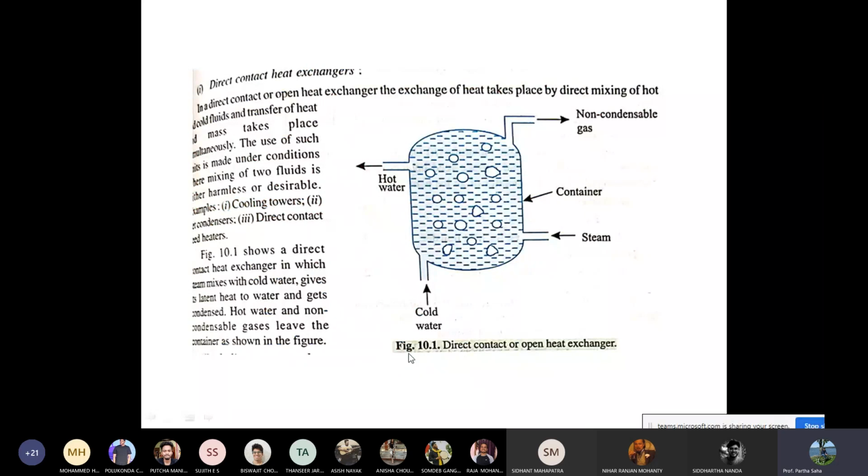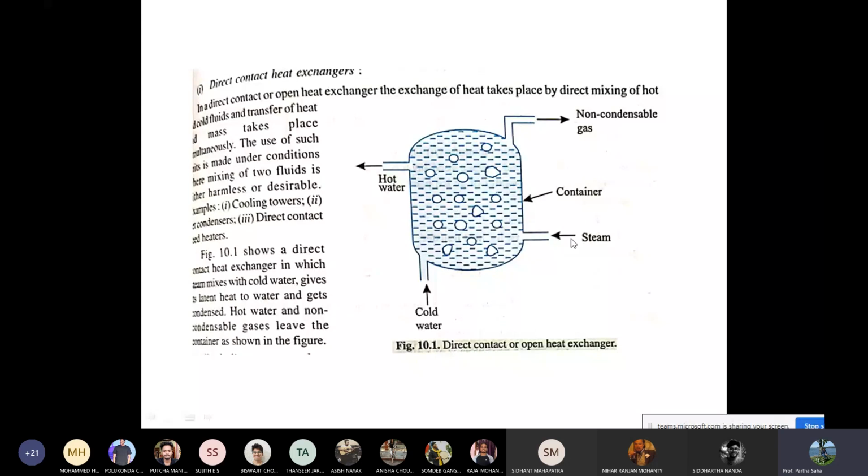As you can see, a schematic diagram of the direct contact heat exchanger is given. What happens there is that from one inlet, cold fluid is entering into this tank, and from another, hot steam is being injected. The steam, which is hot, is going to lose its heat, so it gives its latent heat to the water, and then the water gets hot. Then hot water comes out from the other outlet, along with any non-condensable gas. So this is a kind of condenser concept.